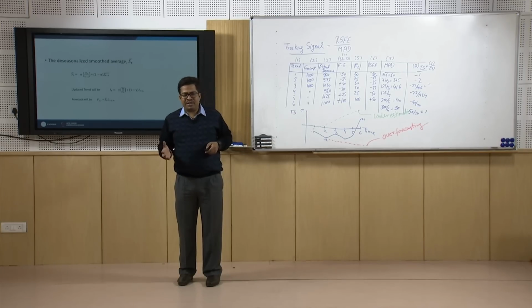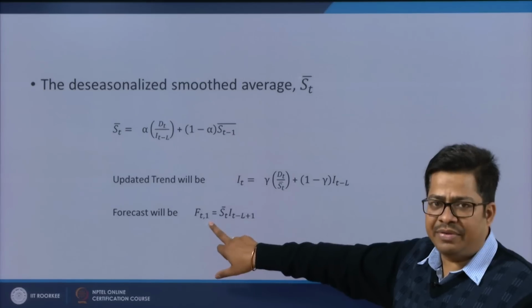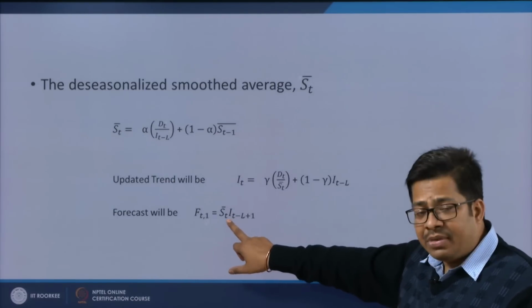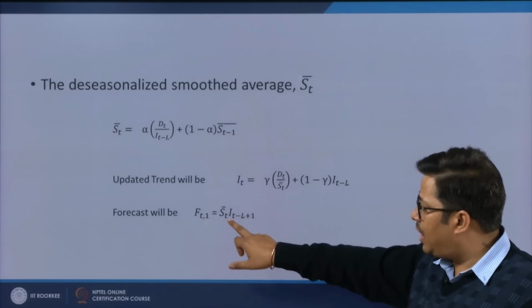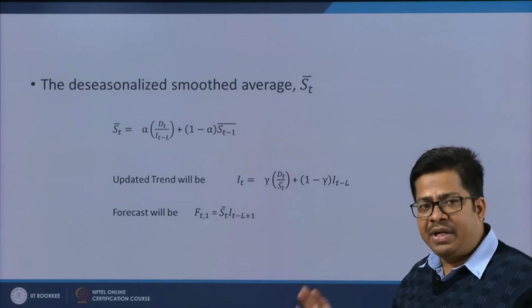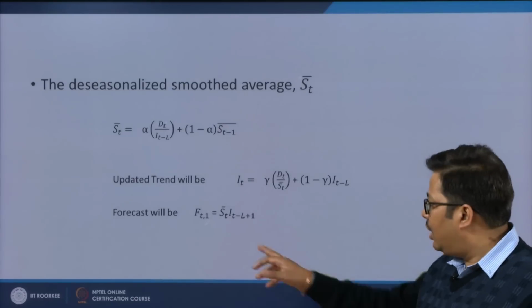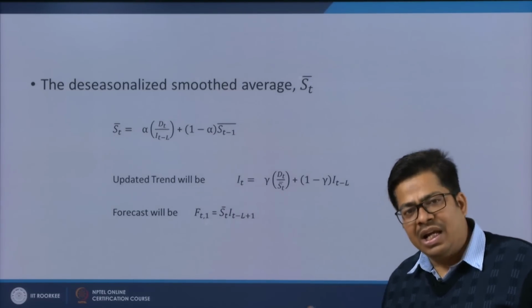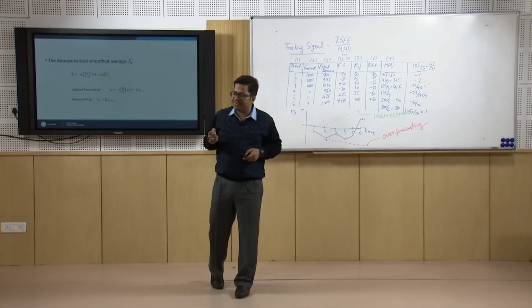Comma 1 means one period ahead, so that becomes August 2017. I am forecasting for August 2017, and today I am in July 2017. So, I will be using the updated base for July 2017, which is represented by S-bar t, that is the updated base value in July 2017, and this I(t minus L plus 1), where L represents the period of seasonality.